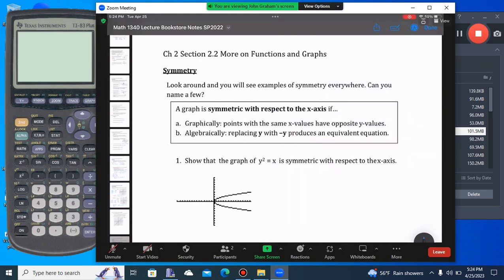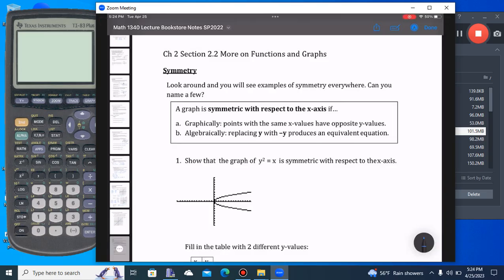This is Math 1340, and this video is over section 2.2, and it's the second part of it. We are going to look at symmetry, and then we're going to finish with the difference quotient, which is something that's really extremely important when we get to calculus, if you get to calculus, or if you go that far.